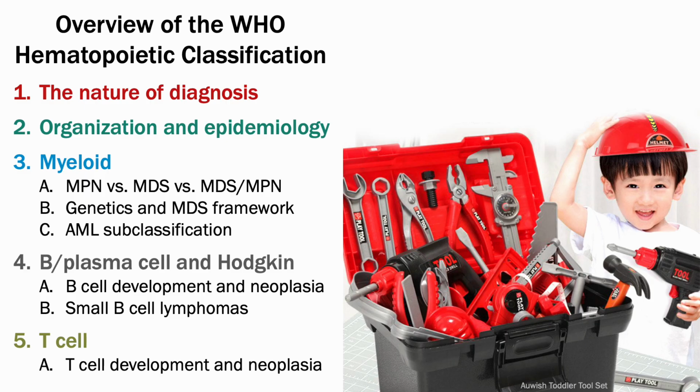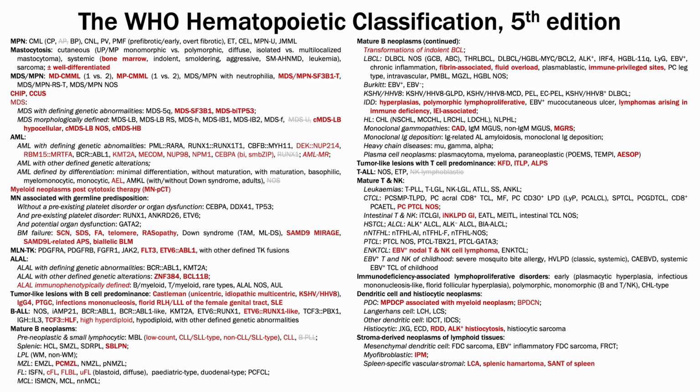First, I'll be covering the methodologies that we use to diagnose things in hematopathology, and then a little bit about the overall structure and epidemiology of the classification, followed by a basic starter set of diagnoses in the major categories, myeloid, B, and T.